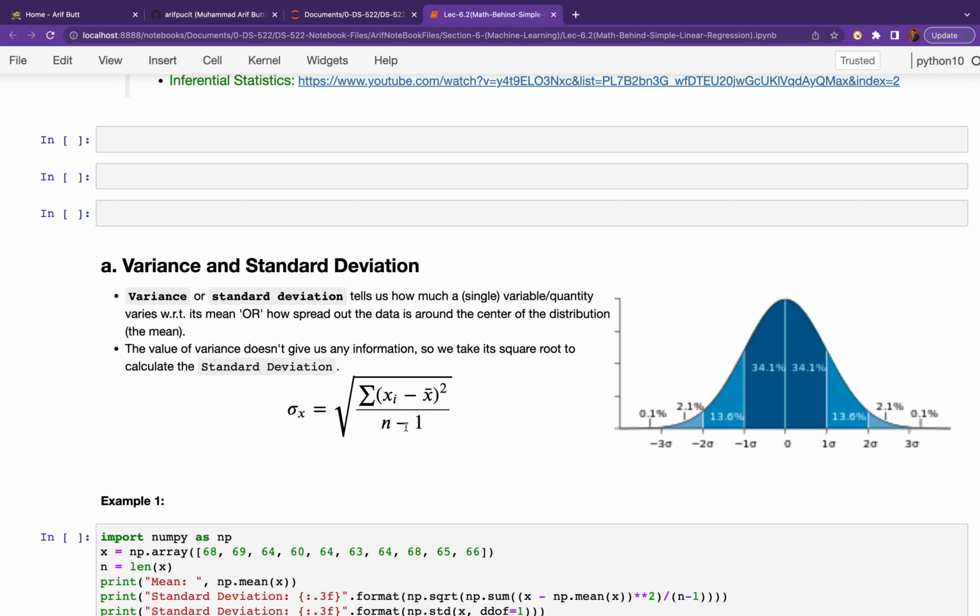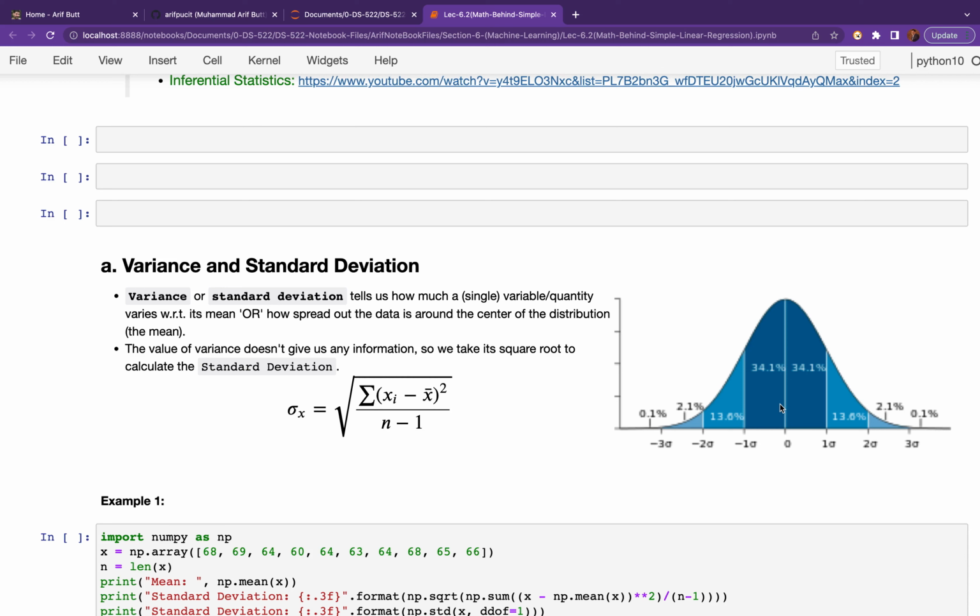And of course, standard deviation can be calculated by taking the square root of variance. And this is the formula for standard deviation for a sample. Well, this bell-shaped graph shows a normally distributed data, which is the data in which the values are evenly distributed, both above and below the mean.